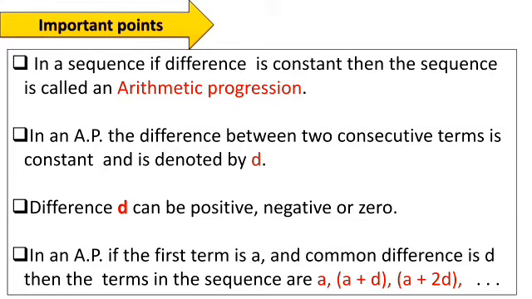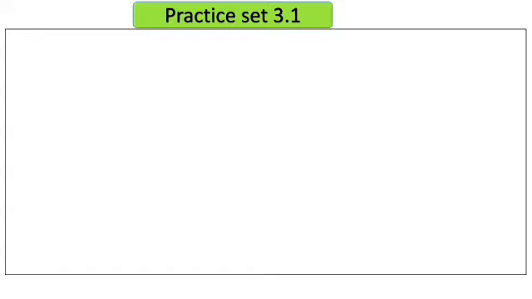In an AP, if the first term is called A and the common difference is called D, then the terms in the sequence are: the first term is A, the second term will be what? The first term plus the distance. The third term will be A plus 2D, meaning 2 distances. It goes on increasing. Okay. Now let's start practice set number 3.1.